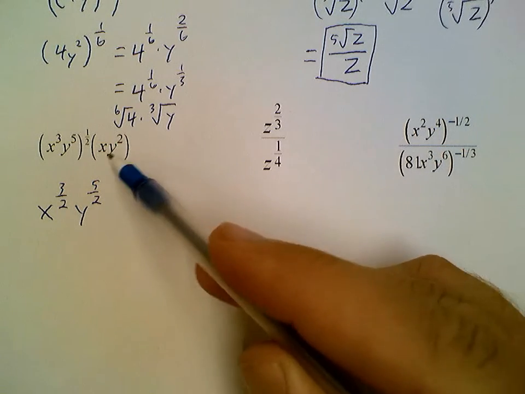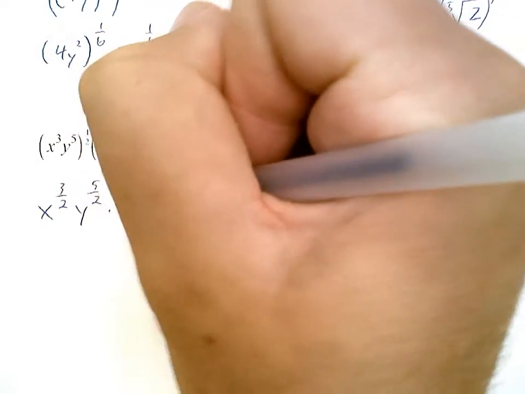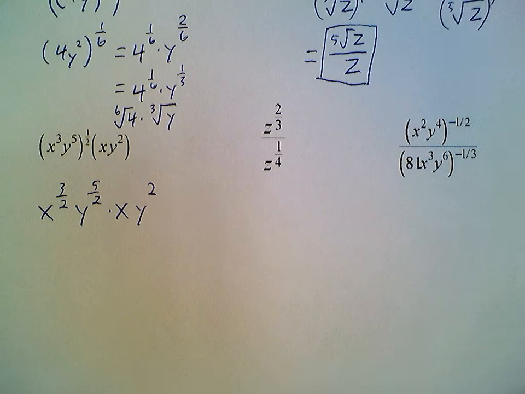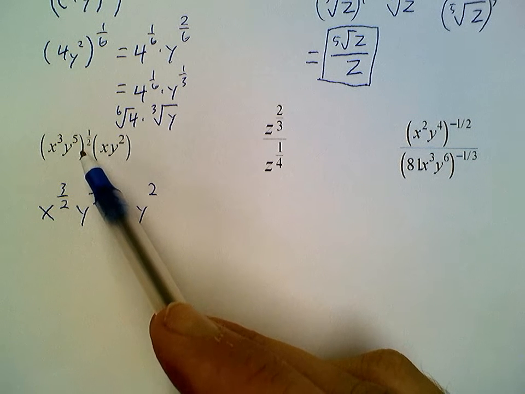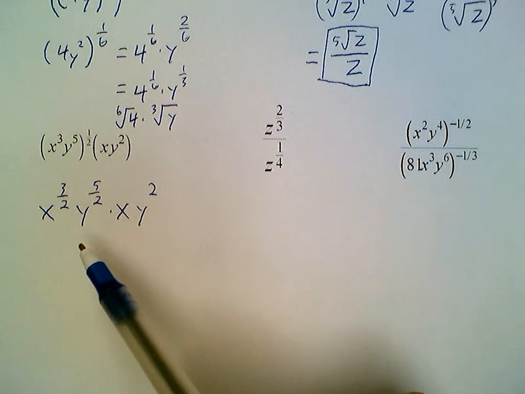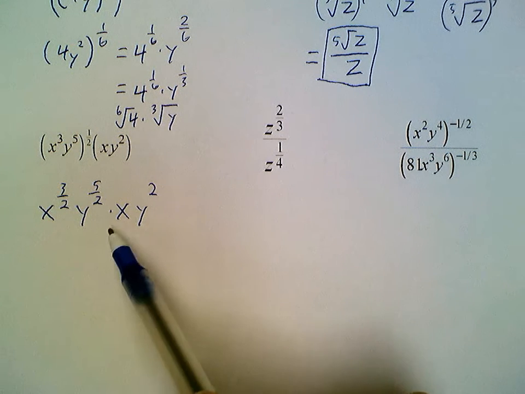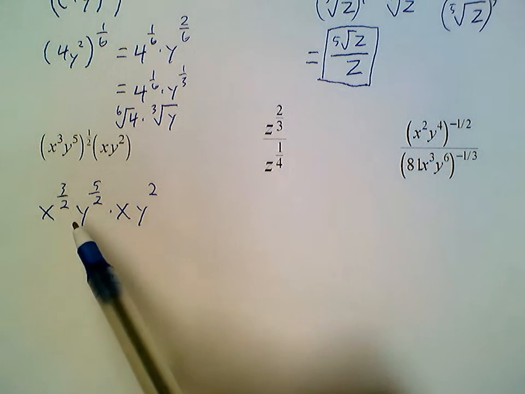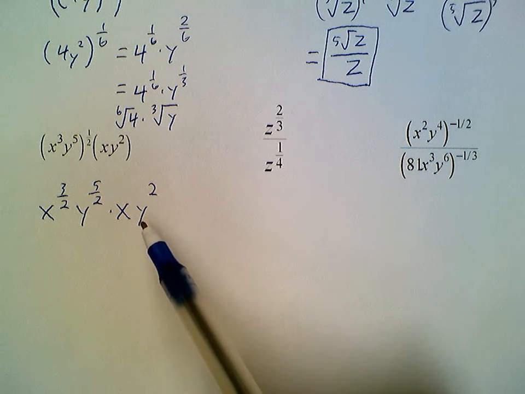Over here, there's nothing really to do right away because there's no power up here. So I'm just going to leave this as xy squared. Now that I've simplified this first parenthesis, I can see, are there any other things I can do? Well, these two have a base of x, so I'm going to be able to multiply those together, and this has a base of y, and this has a base of y, so I'll be able to multiply those together.